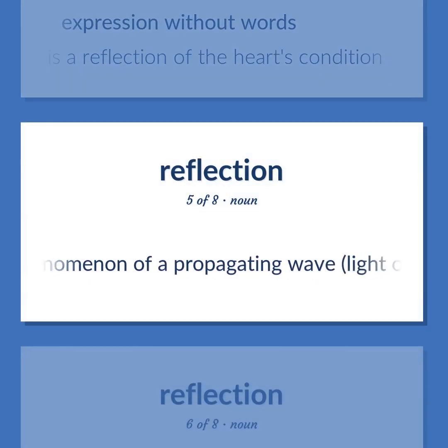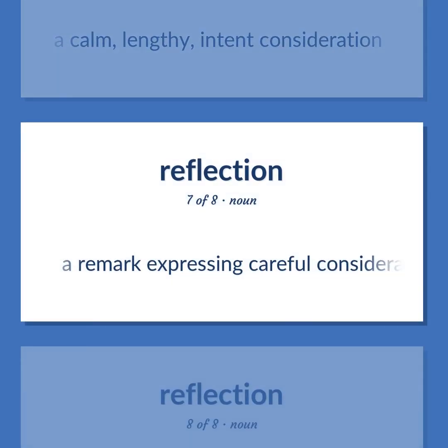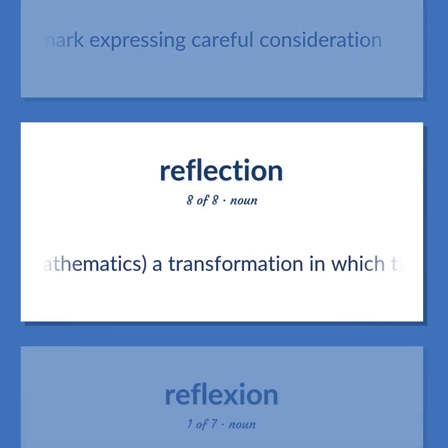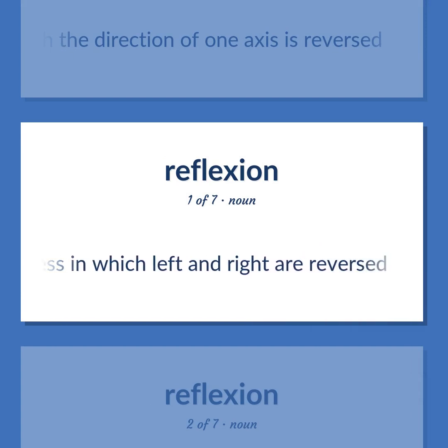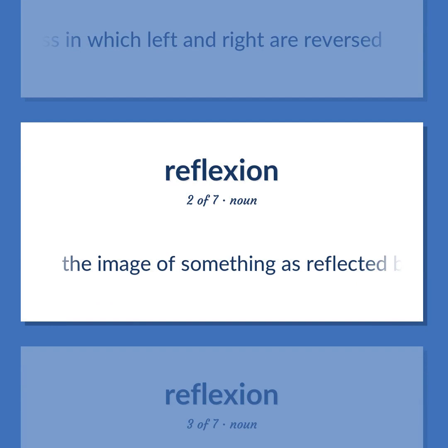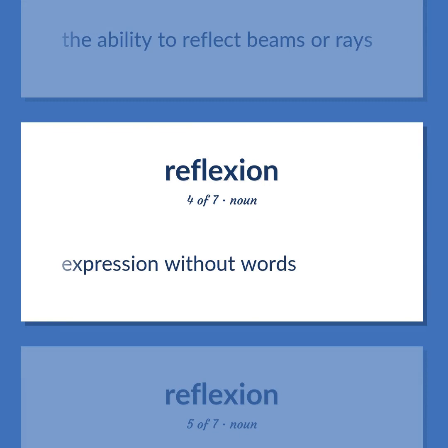Reflection: the phenomenon of a propagating wave, light or sound, being thrown back from a surface. A calm, lengthy, intent consideration. A remark expressing careful consideration. Mathematics: a transformation in which the direction of one axis is reversed. A likeness in which left and right are reversed. The image of something as reflected by a mirror or other reflective material. The ability to reflect beams or rays. Expression without words.